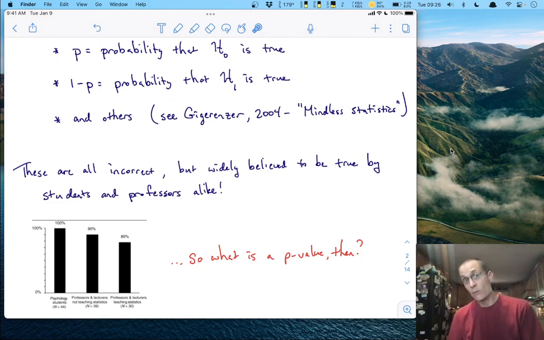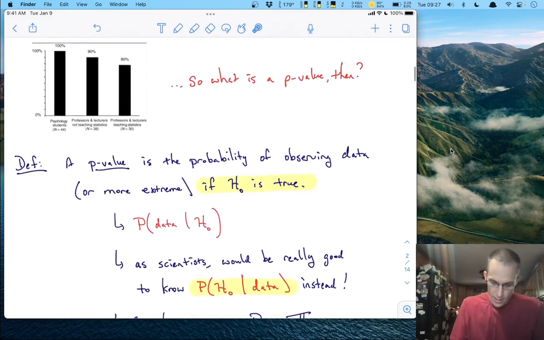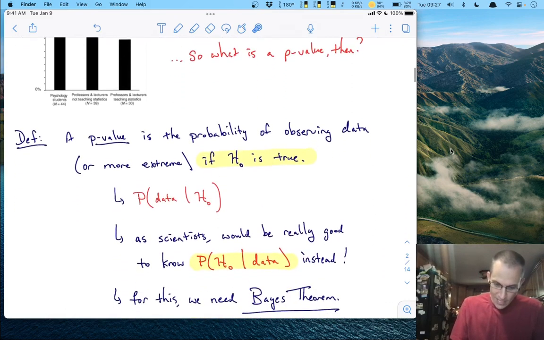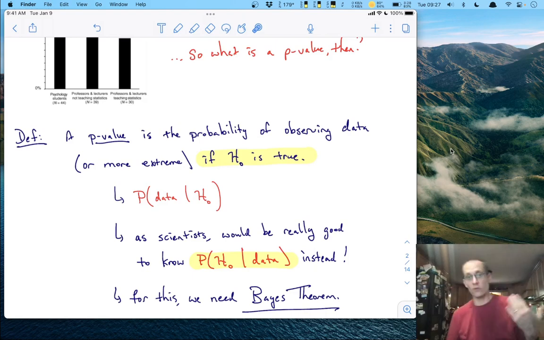The fact is, though, that they're not true, and that's one of the things that we're going to use to motivate our study of Bayesian statistics. So what is a p-value? If this is not what it is, I mean, wouldn't that be really nice? But it's not. So what is it? Well, let's look at the definition. The definition of a p-value is the probability of observing data, or more extreme, if the null hypothesis is true. It's a conditional probability.